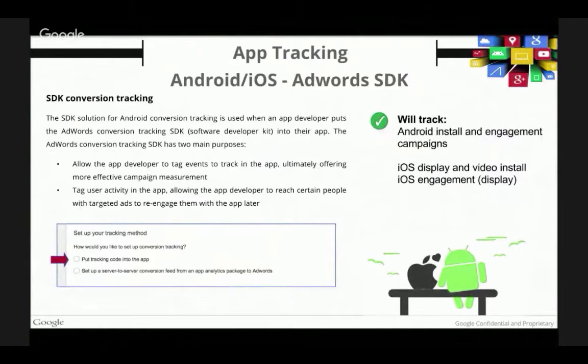So second solution, SDK conversion tracking. Basically, you will need to put the tracking code into the app. The advantage of this way is it is free. You can track Android install and engagement campaigns, basically all the types of campaigns that you have for apps. You can also track iOS display and video install campaigns, as well as iOS engagement campaigns, which only exist for display.